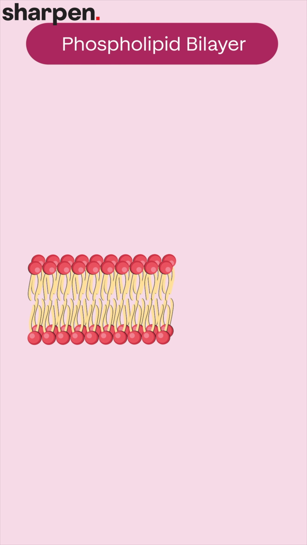To create the cell membrane, phospholipids join together. One phosphate head is at the top of the membrane, or outside the cell, and the other head is flipped upside down on the inside of the cell. This grouping is called the phospholipid bilayer.